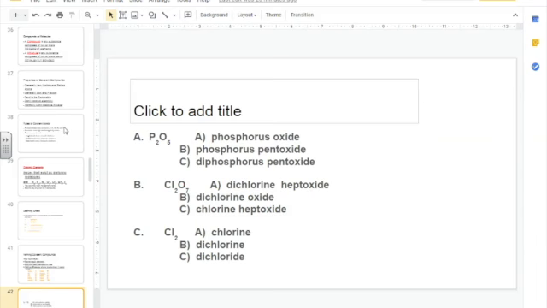Now C is just Cl2. Now Cl2 is a diatomic element, so you just name it its element. So the answer to C would be A, chlorine.